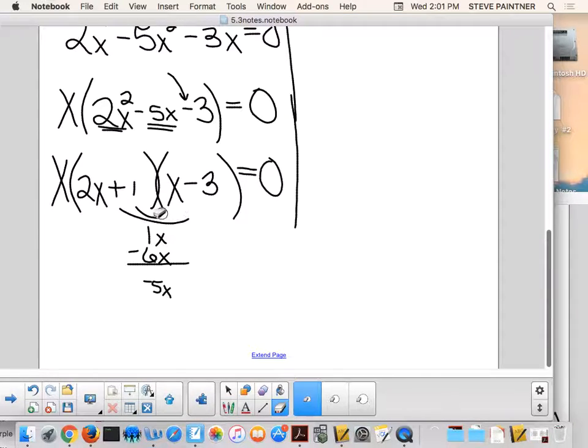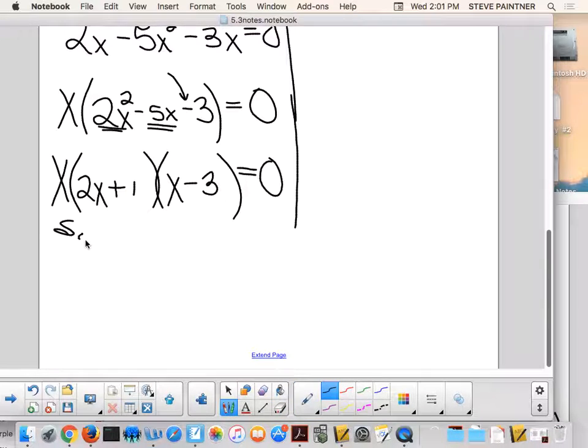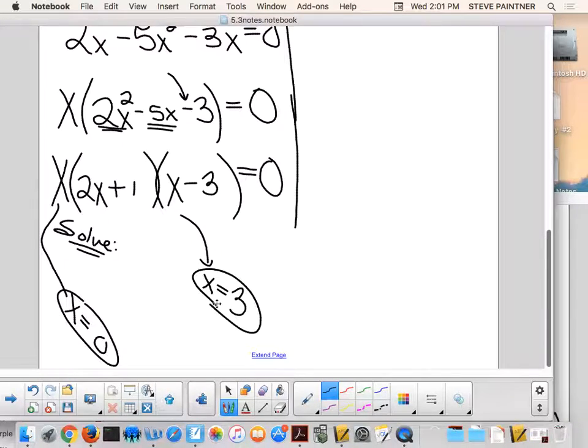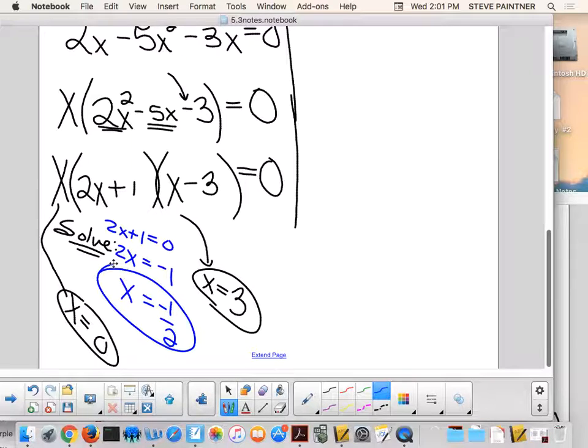Okay, so let's go like this. Now, that's factoring. You haven't done what yet? You haven't solved it. What are the solutions? Well, this one's pretty easy. When x is 3. This one is easy, when x is 0. And this one's not too bad, it's just a little more work. When is 2x plus 1 equal to 0? x is negative 1/2. Negative 0.5. There it is.